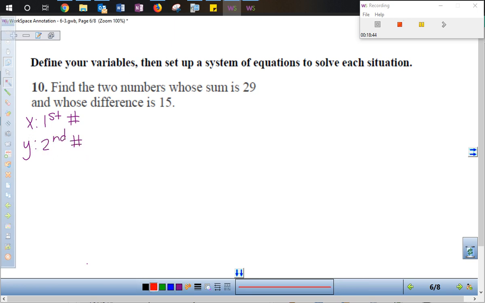Now, I need to come up with two equations. So my first equation, it says the sum is 29. So that means I'm going to add them together and get 29. And their difference is 15. That means I'm going to subtract them and get 15. So when I do that, I have a system of equations which are good to go for elimination. So I'd like you to pause the video, solve this problem, and then we can come back and write the sentence together.